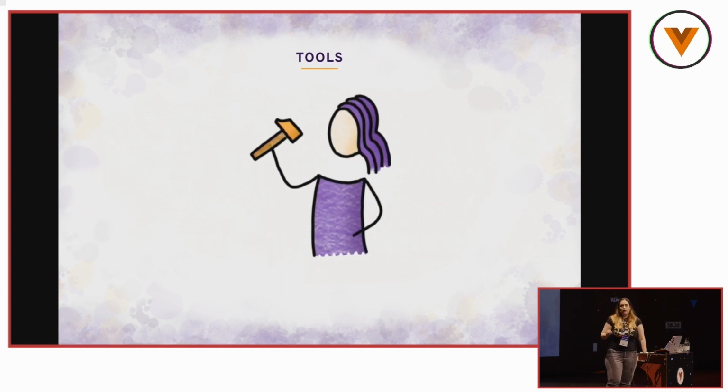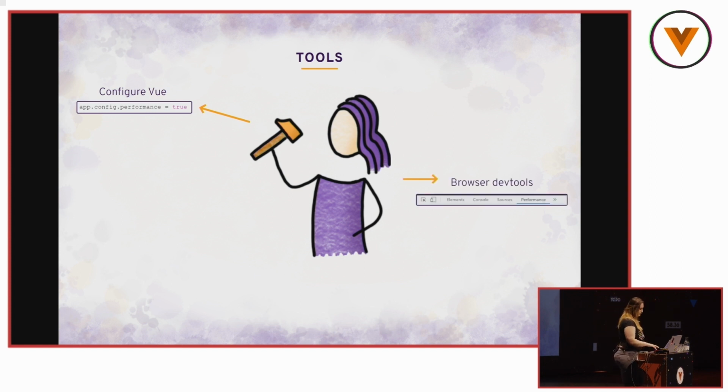So first, what are the different tools we can use to track performance and help us find the different bottlenecks in our app? The first thing to do is to configure your Vue.js app and turn on performance tracking. It will help all the tools have more data. It works only in dev mode, but that's exactly what we want.